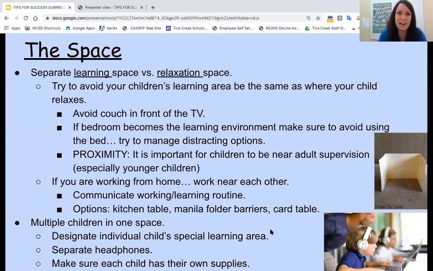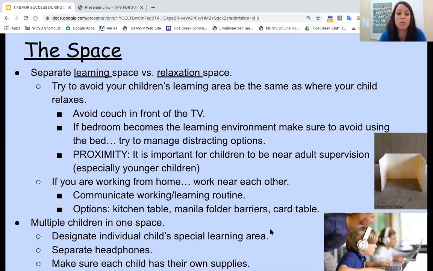Proximity. So I think this is important thinking about younger grades. It's important to be near them for supervision, as I'm saying, especially for younger kids. If you do have a middle schooler that's just going to close their door and be in there all day, you know, check on them. Make sure the windows are open. Make sure they're drinking water. You don't want them to be in there for 17 hours alone. It's just, if you're able to, touching base. If you're working from home, as a lot of us are, it would be nice to work near each other. That way you can be near them, as I was talking about proximity.